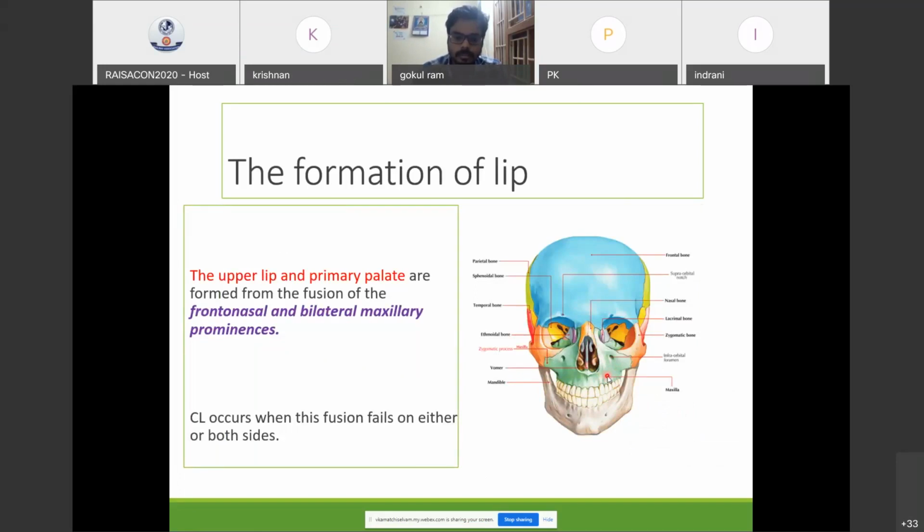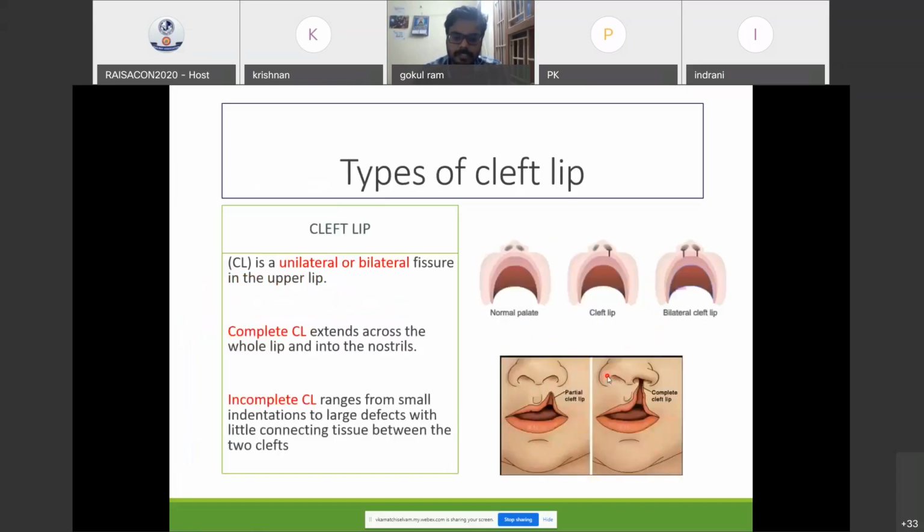So what are the types of cleft lip you know of? Sir, types of cleft lip can be classified based on the Veau's classification. Type 1 is cleft lip that is associated only with the soft palate. A cleft lip can be unilateral or bilateral, sir.